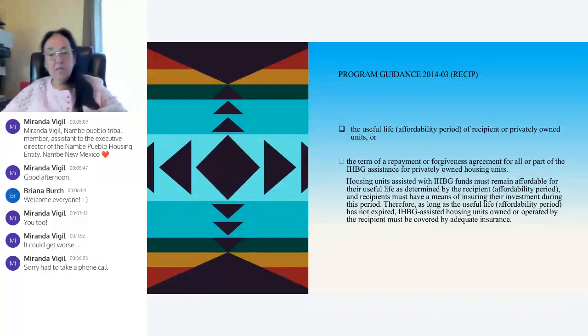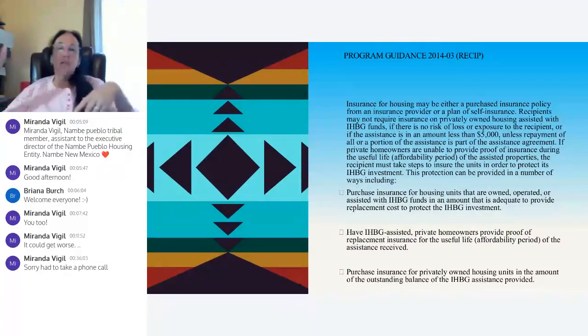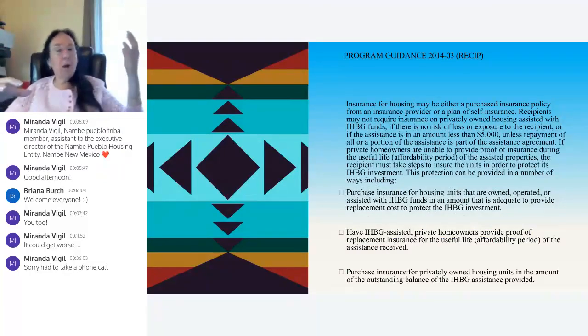As long as the useful life affordability period has not expired, the block grant assisted housing units owned or operated by the recipient must be covered by adequate insurance. Insurance for housing can be either a purchased insurance policy from an insurance provider or a plan of self-insurance.